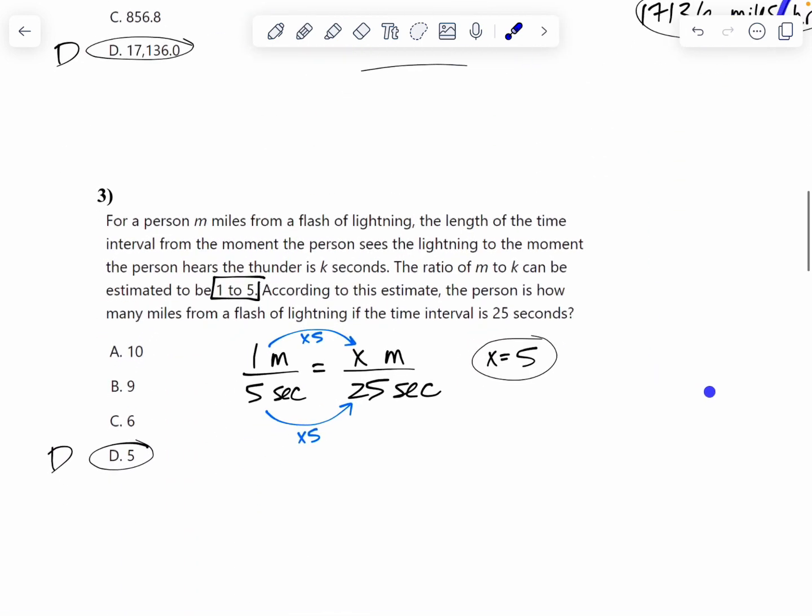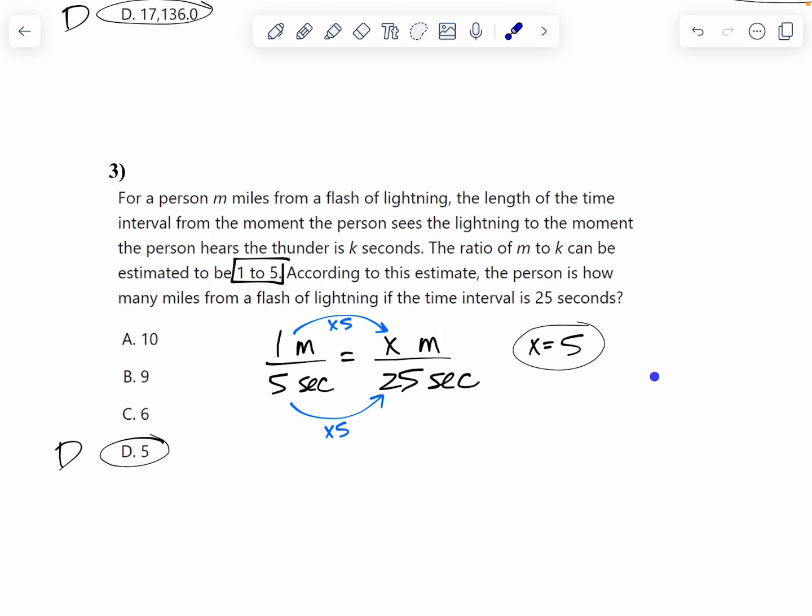Number 3. Sometimes for these you can set up a proportion if that seems easier to you or if that seems something that comes a little bit fresher in your head. We have a person M miles from a flash of lightning, and K is the length of time it takes from the moment the person sees the lightning to the moment the person hears the thunder. I love thunderstorms. This problem makes me excited. The ratio of M to K can be estimated as 1 to 5. There's my ratio.